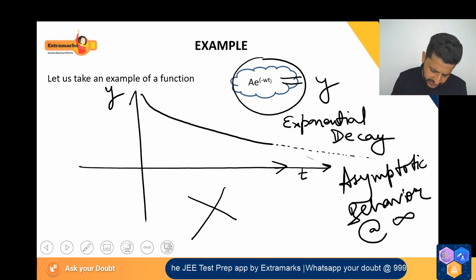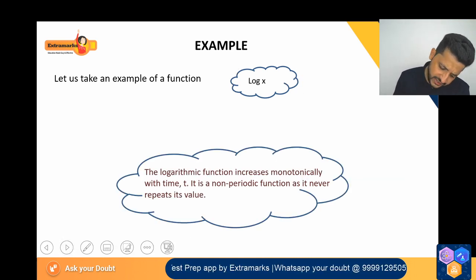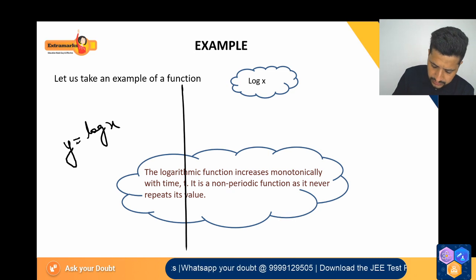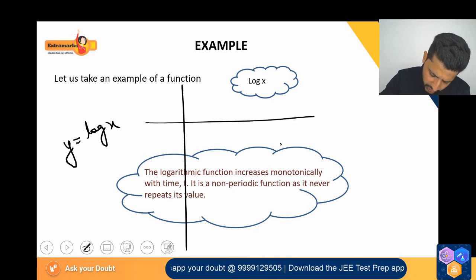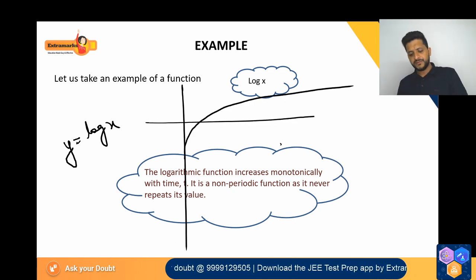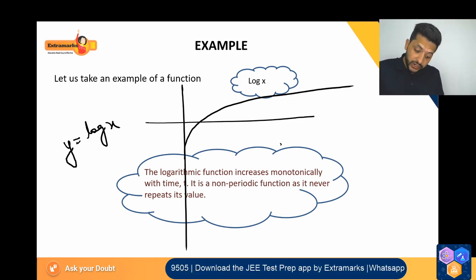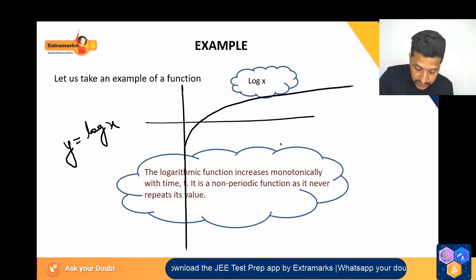Fine. Another example, log x. Do you know what the graph of log x is? y is equal to log x. Sir, the graph of log x is something like this. Okay. So what I can see is, again, the value is continuously increasing.